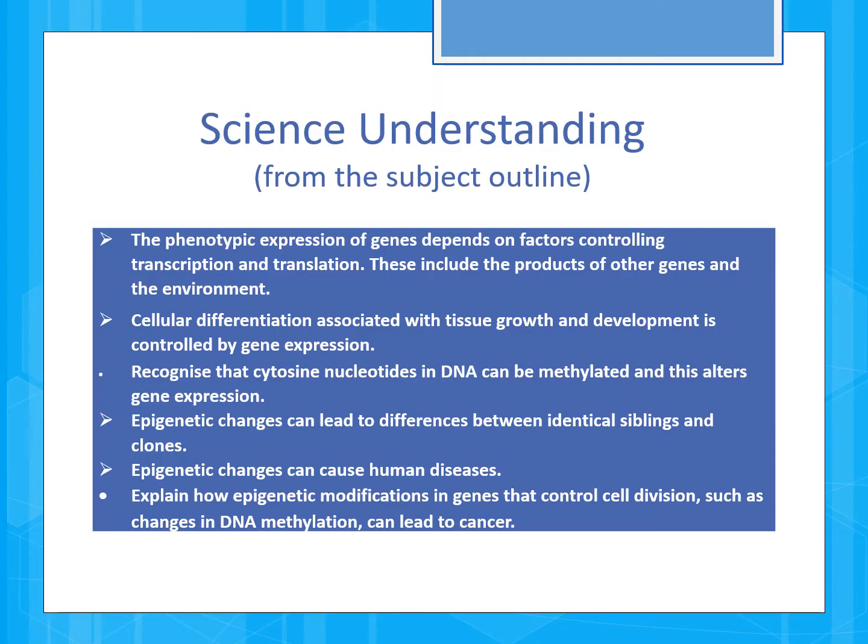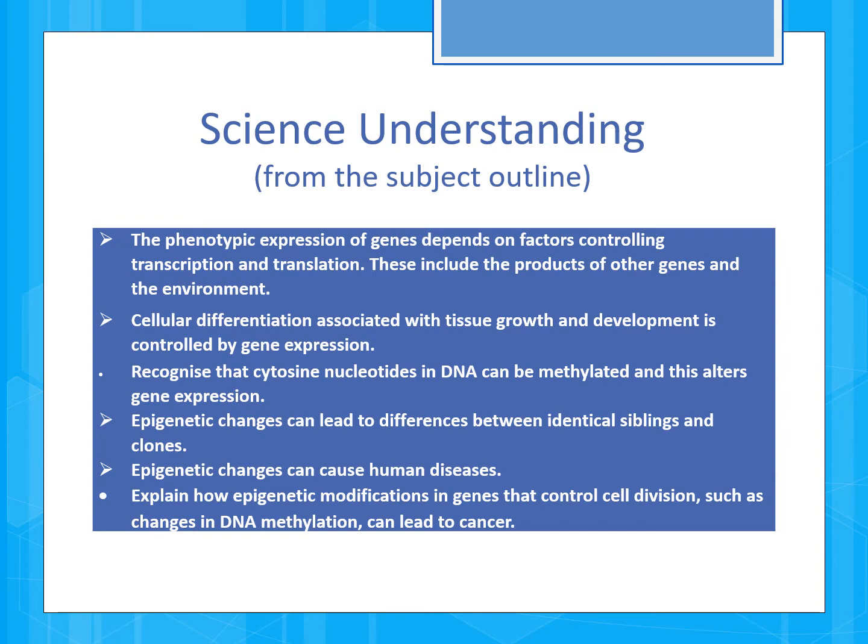So before we get into the details, one thing that I'll just clarify from the science understanding is that the arrows are basically the main ideas that you have to understand, and the dot points are skills and things that you actually have to be able to do. So if we look at that in the context of gene expression, you can see that ideas like the fact that the phenotypic expression of genes depends on factors controlling transcription and translation is just a concept that you have to understand. So that means that you're unlikely to be asked to specifically describe how transcription and translation are regulated.